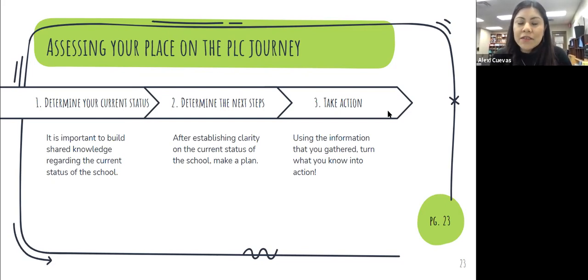Then you will determine the next step. So after you have taken the survey and you've assessed your reality, then you will establish clarity on the current status of your school and make a plan. So step number 3 will be to take action using the information that you gathered from the assessment survey. You've established clarity. Now you're ready to turn that information into action.